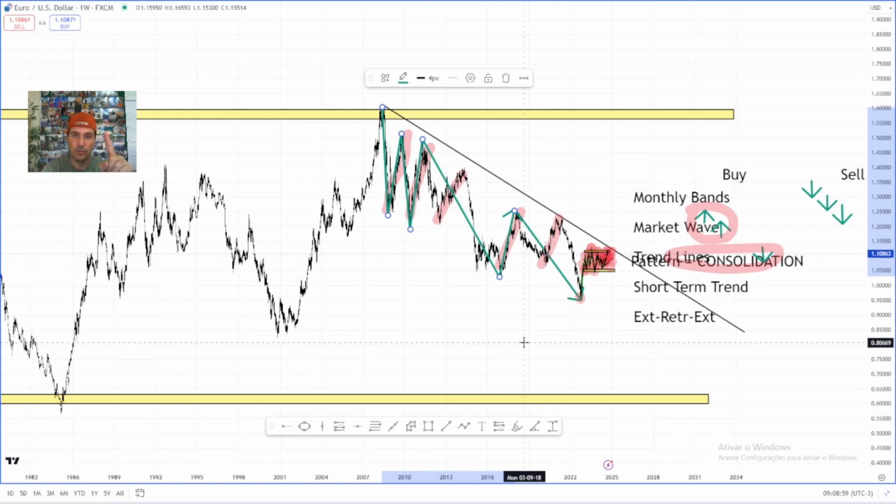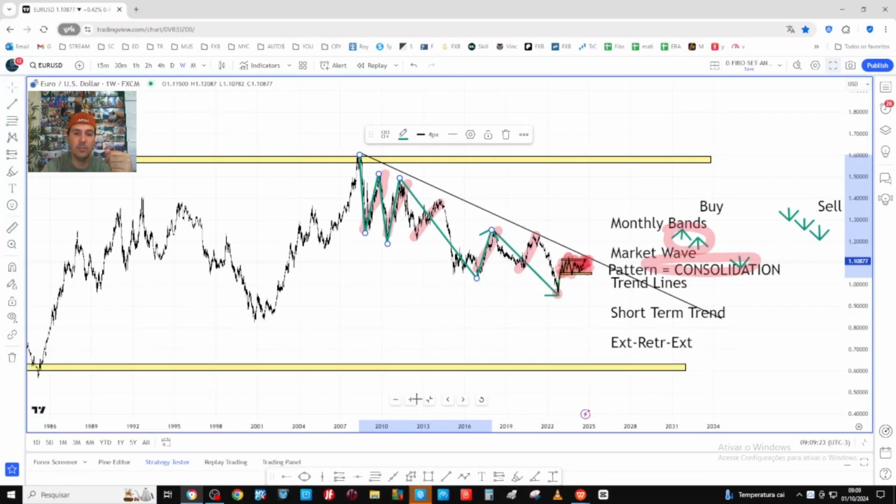It's true that the monthly and the weekly many times overlap exactly, talking about the market wave. But you've learned that every specific time frame has its own market structure, trends, its own short-term trend, its own trend lines. Make sense? So don't do this.